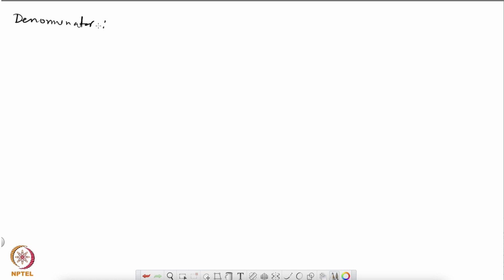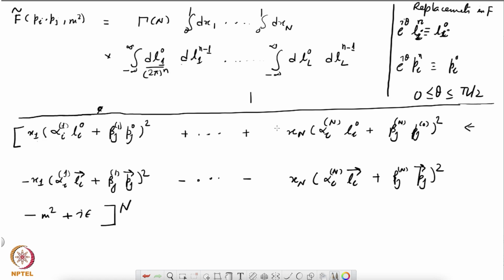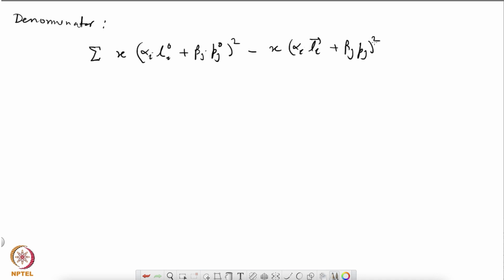What's the structure? I will drop these labels, the one here and n here, I will just suppress it because it will be easier to write that way. So the denominator is summation over all those indices that I am suppressing, x alpha I Li0 plus beta j pj0 squared, minus x alpha I Li plus beta j pj squared, and then also minus m square plus I epsilon. Correct? That's the denominator. And you understand the sum is over these suppressed indices.